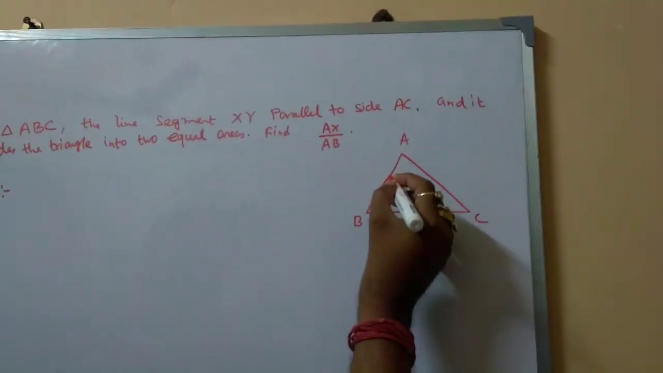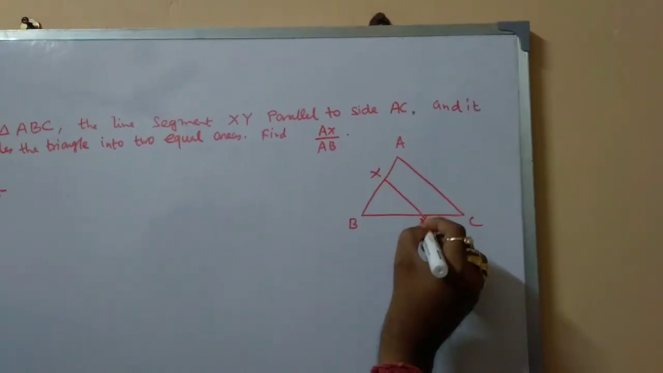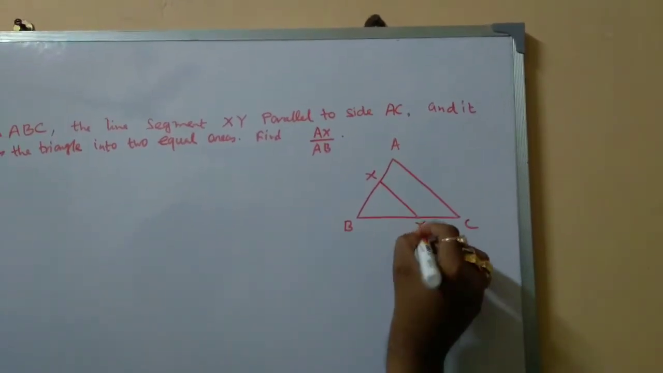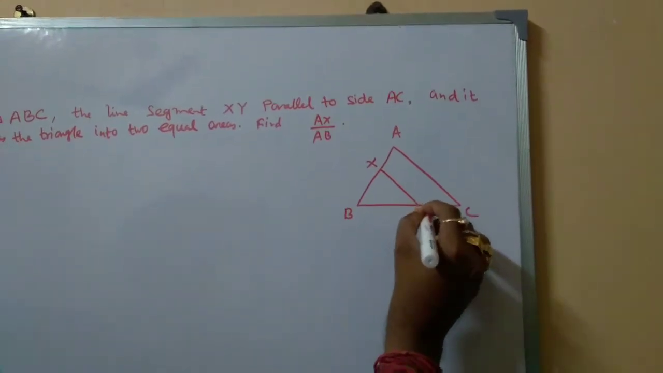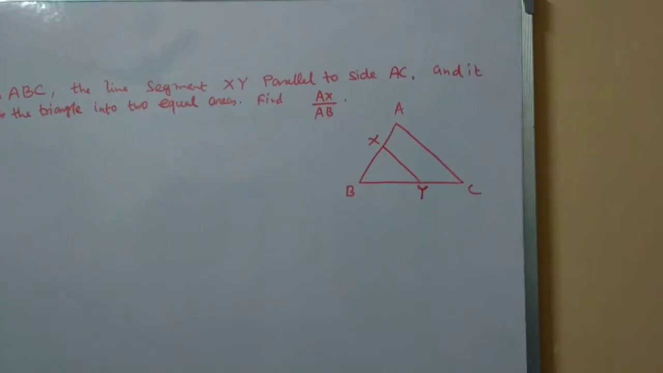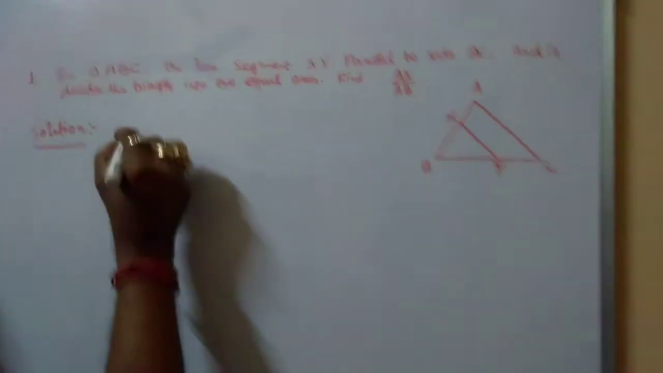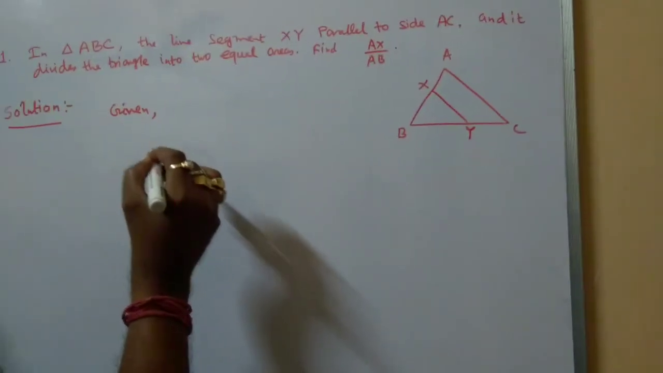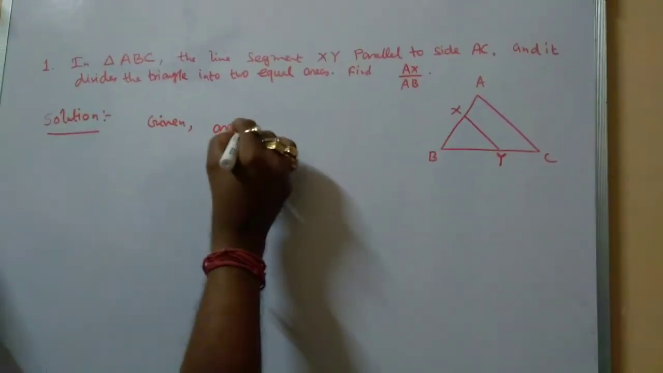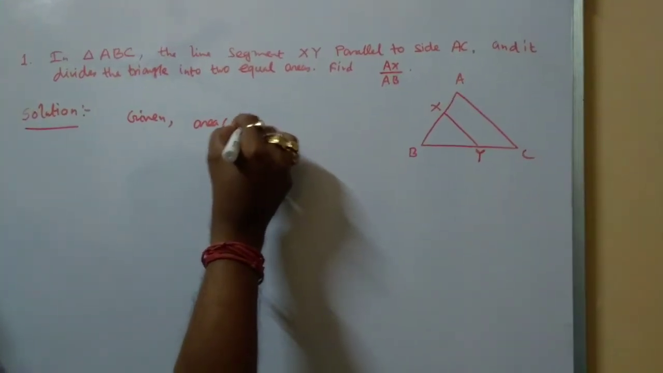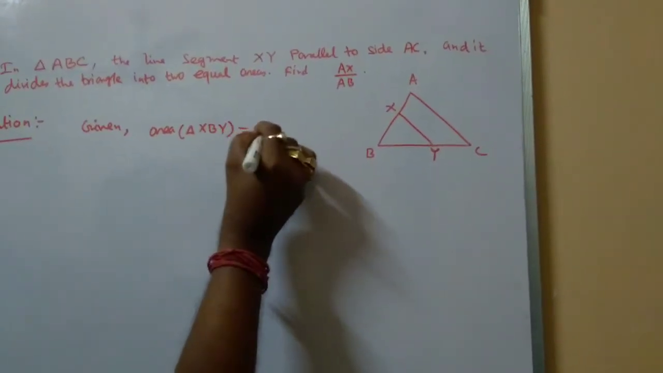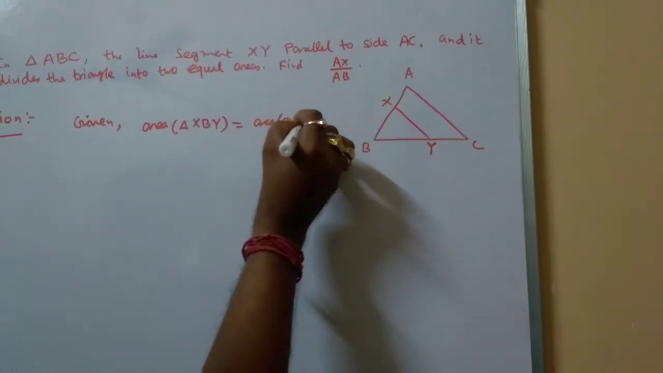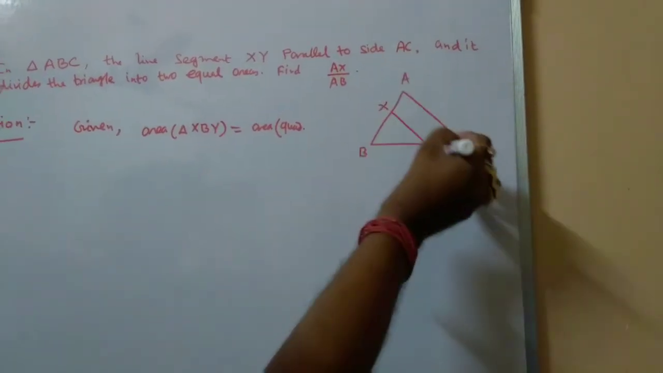XY parallel to AC is given. Area of triangle XBY equal to area of quadrilateral AXYC.